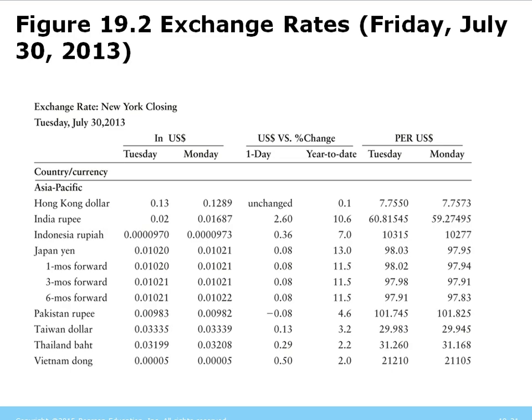Here's some exchange rates as of 2013, and you could see it's just the US dollar on Tuesday compared to Monday, and how it changed in relationship to a multitude of different currencies. You notice that the Japanese yen is quoted in the spot market as well as the 1 month, 3 month, and 6 month forward. Not all currencies have forward rates, but generally the larger, bigger currencies will have forward rates.